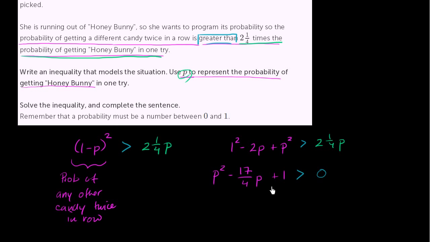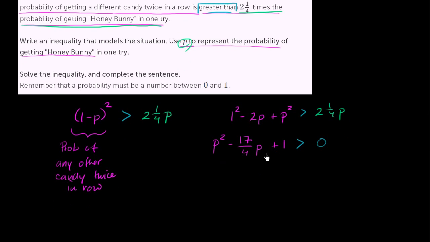And so let's think about solving this quadratic right over here, and under which circumstances this is greater than 0. To think about it, let's factor it. Actually, before we factor it, let's simplify it a little bit. I don't like having this 17/4 right over here. So let's multiply both sides times 4. Since 4 is a positive number, it's not going to change the direction of this inequality. So we could rewrite this as 4P squared minus 17P plus 4 is greater than 0.